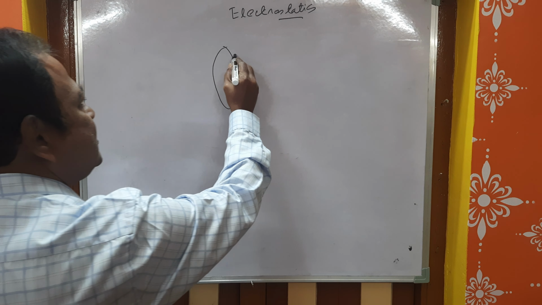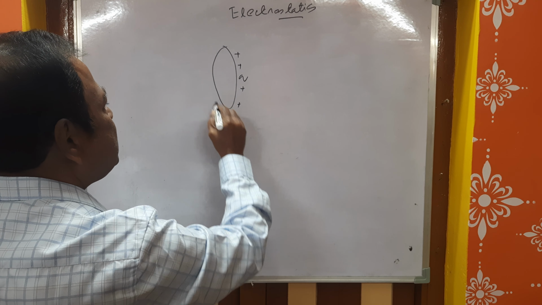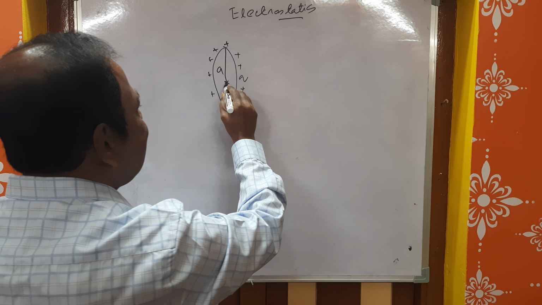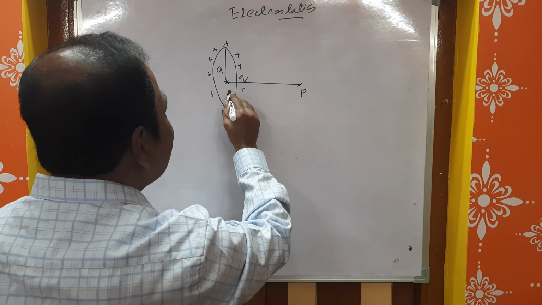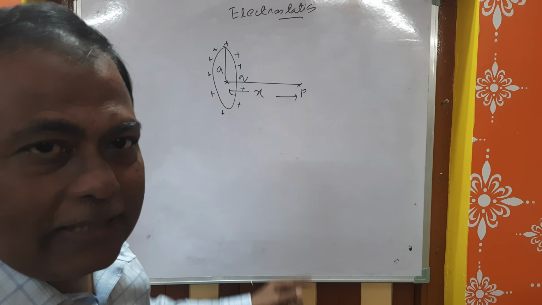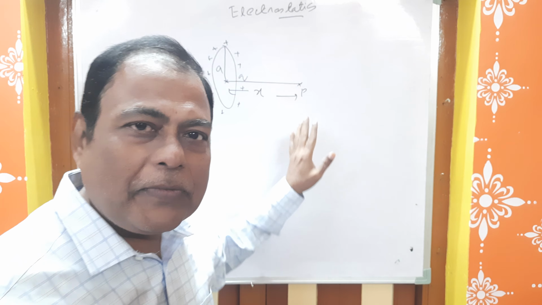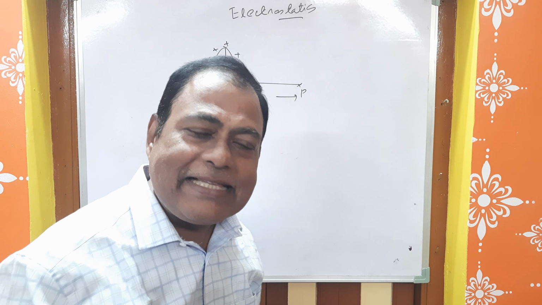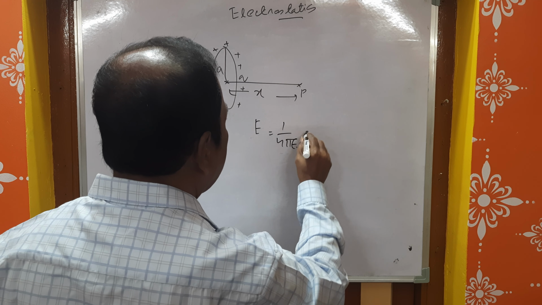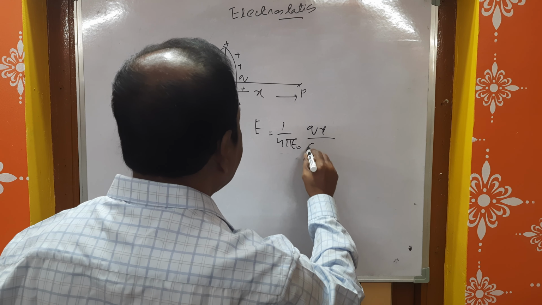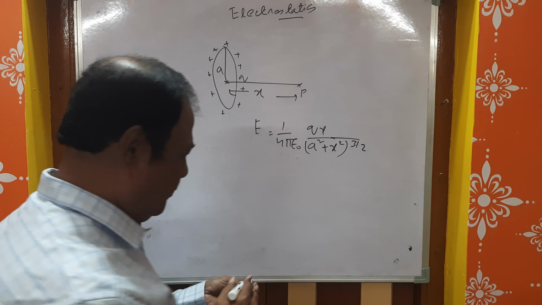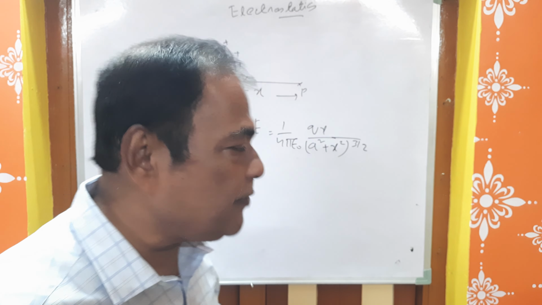In my last lecture, I discussed a ring. This plus Q charge is distributed over the ring of radius A. I found the intensity at point P, which is at distance x from the center. I derived the formula of the electric field intensity: E is equal to 1 by 4 pi epsilon naught, q x by (a square plus x square) to the power 3 by 2.